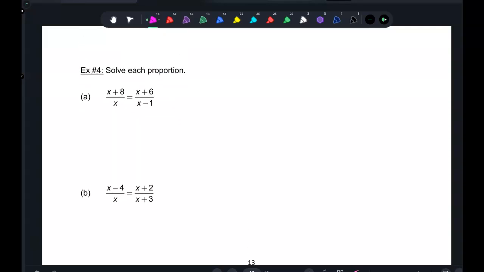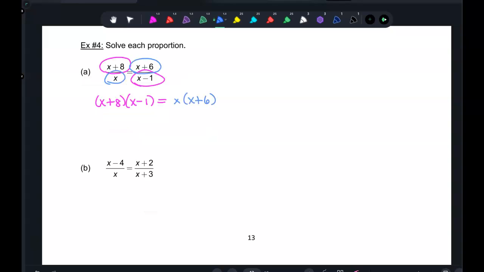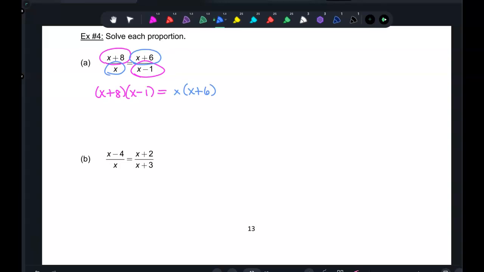There are only 2 examples on here. We're going to cross multiply. So we're going to take x plus 8 times x minus 1, and make that equal to x times x plus 6. Fred, you were just mentioning it feels like we were leaving it unfinished. But now we're foiling and solving, so we're going to get an actual answer for x. Okay, now we're going to FOIL.